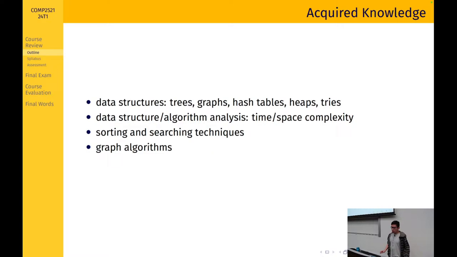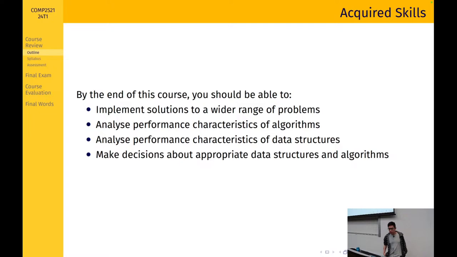Cool. So here is what we covered in a nutshell. So a bunch of data structures, which I already mentioned. So trees, graphs, hash tables, heaps, tries. We also talked about how to analyze our data structures and algorithms in terms of time and space complexity. And we looked at a bunch of sorting techniques and searching techniques, and also graph algorithms. Okay, and at the end of this course, hopefully, you should be able to now implement solutions to a wider range of problems.